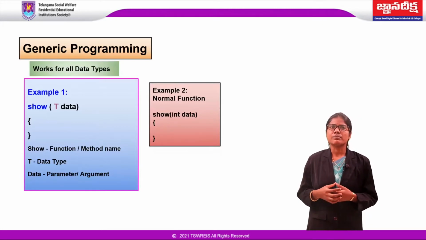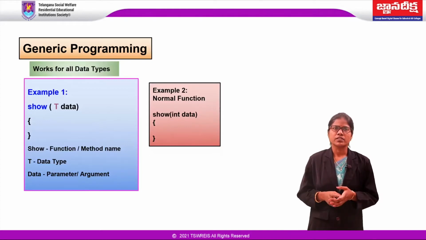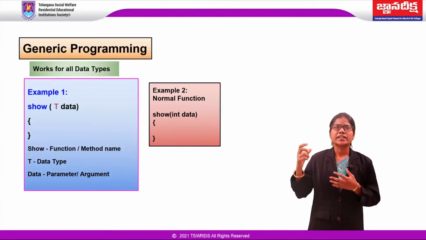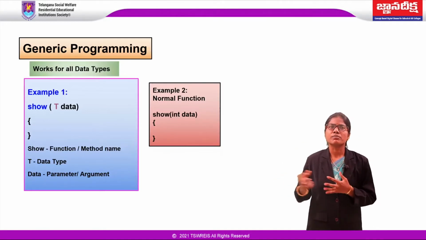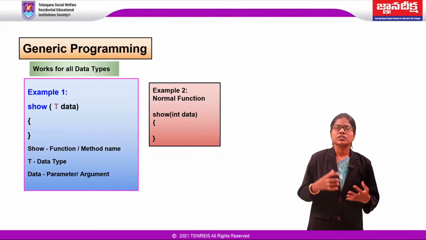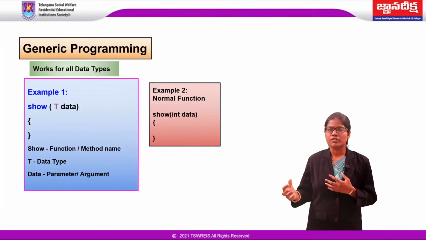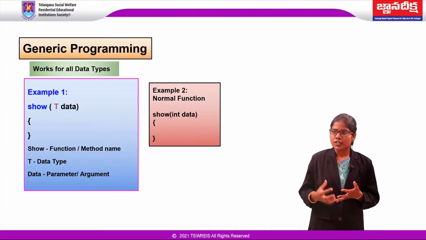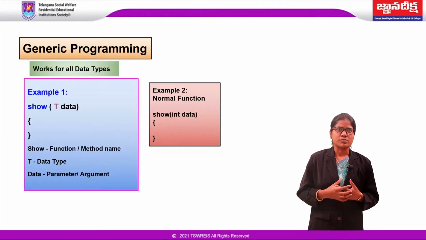In the first example, show function accepts only one argument. Here we don't know the type of argument. T represents the data type that can be determined at the time of function calling. We can call this function with different types of values. So the single show function can work for multiple data types.